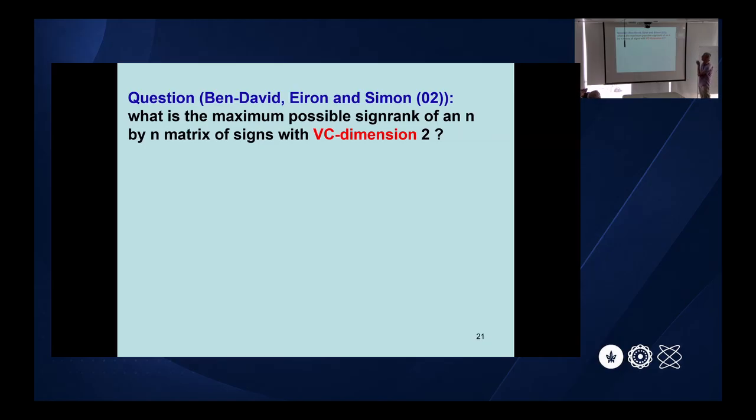So that was a question of Alon and Moran and Yehudayoff. They asked, what is the maximum possible sign rank of an n by n matrix of signs with VC dimension 2? So we want now not to allow any matrix, but matrices that are simple in some sense. And VC dimension 2 is essentially the simplest, because VC dimension 1 is somehow too simple.